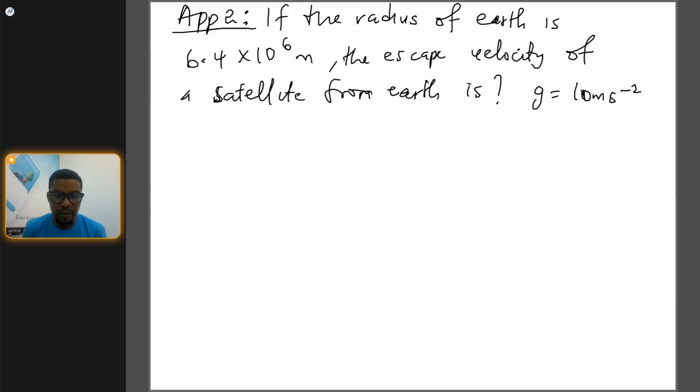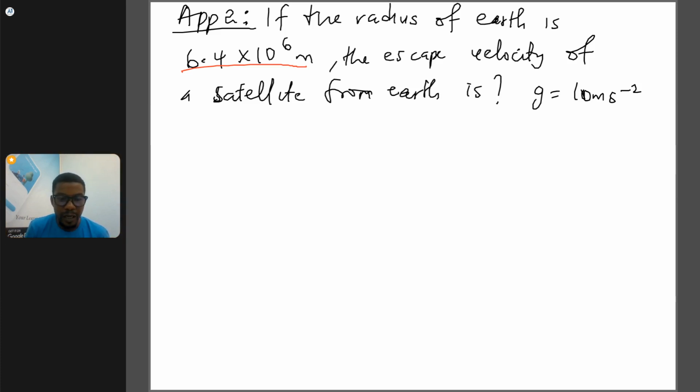Go back to the calculation so we can solve it. Now the question we're about to solve, we are given the radius of the Earth and the escape velocity we are asked to calculate. So let's identify the information. We are given the radius of the Earth.